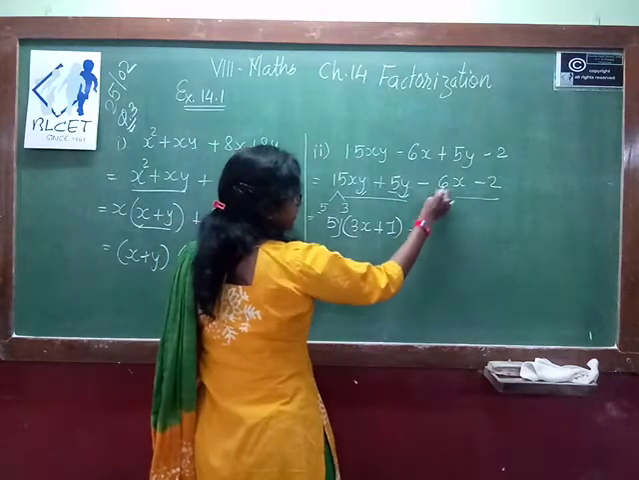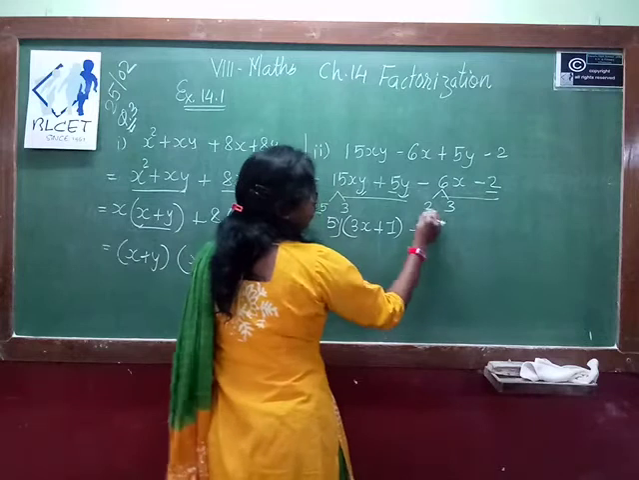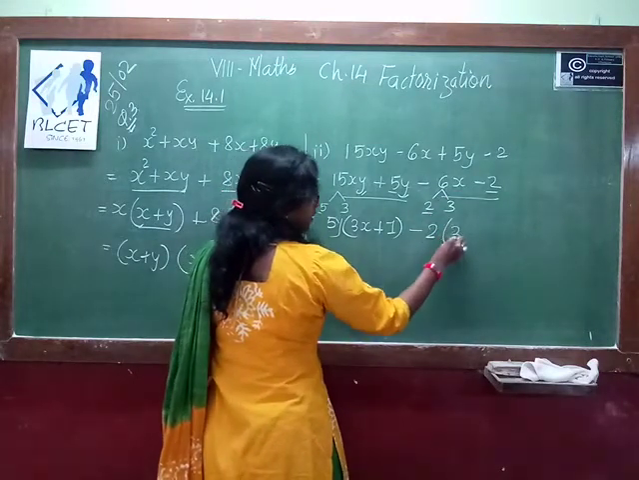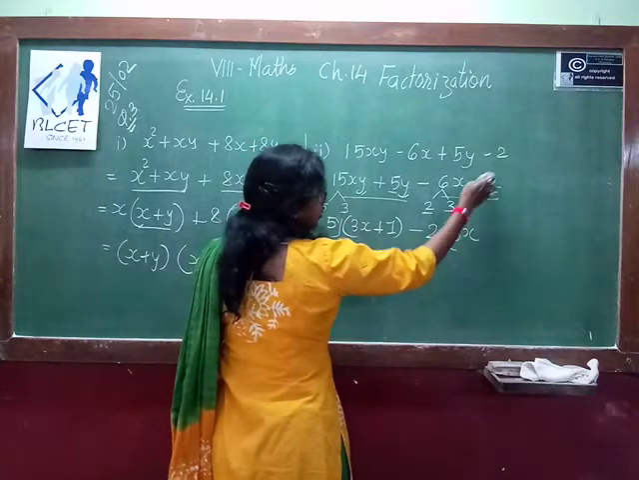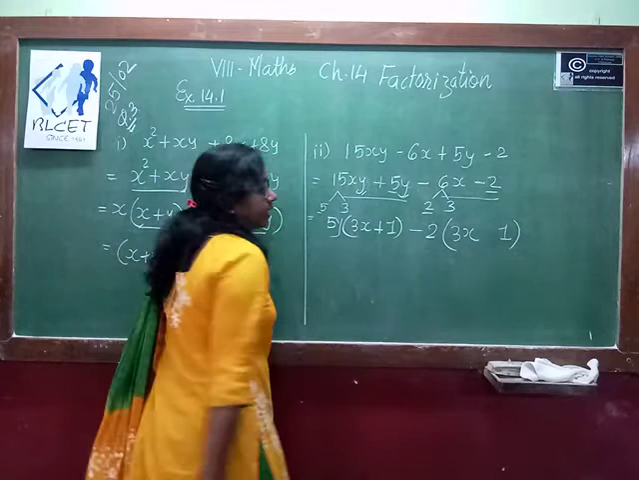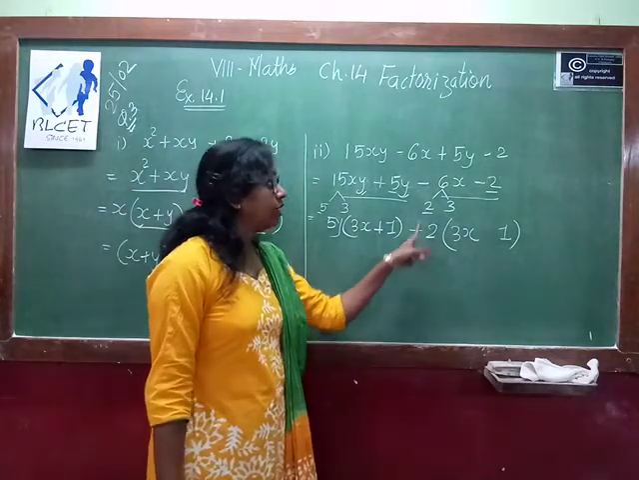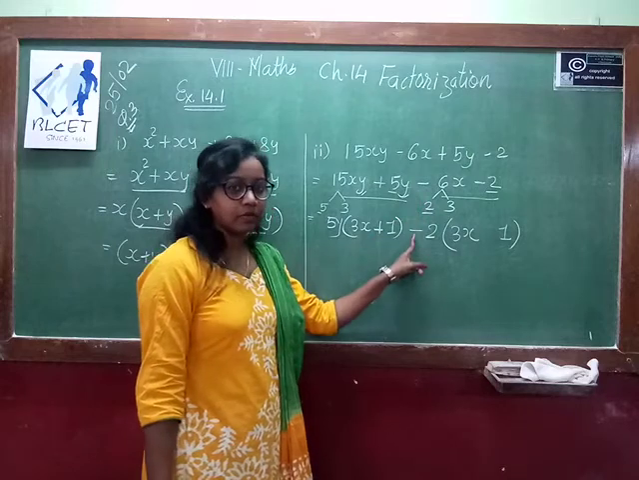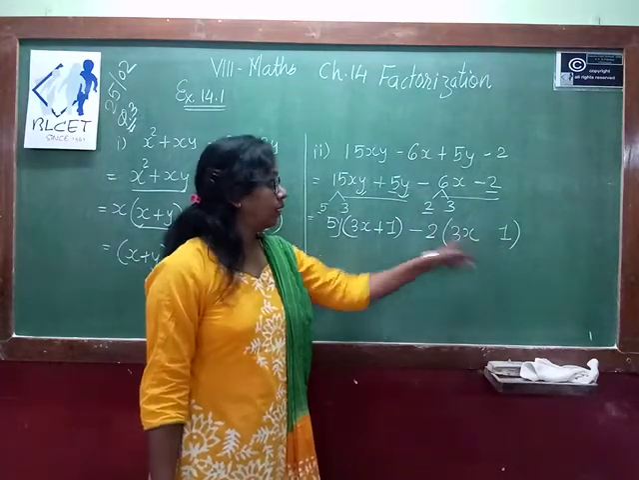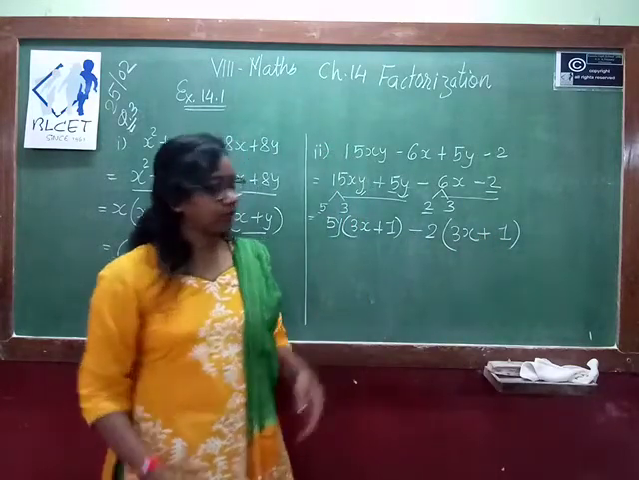Minus 6. What are the factors? 2 and 3. So what is common? The whole 2 is common. What is left? 3x. Here whole 2 is common. So what is left? 1. Now what about this sign? You have to keep in mind, when out of bracket you are taking out negative, so inside should always be positive. Okay, so here we write plus.